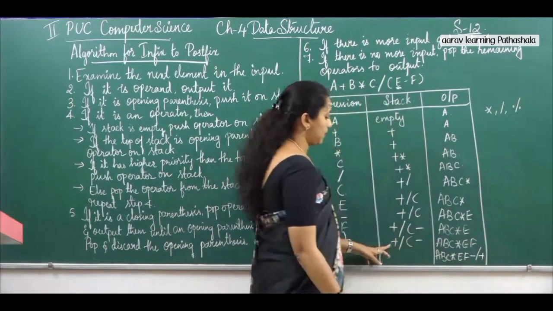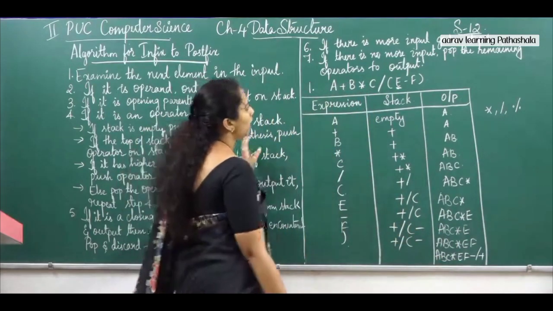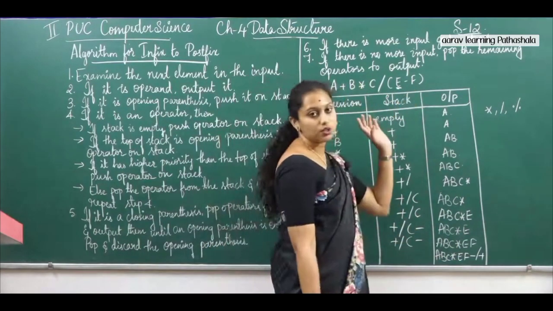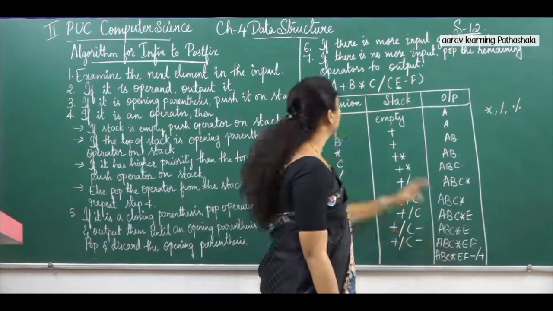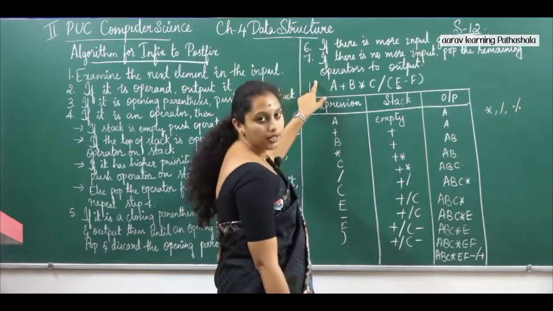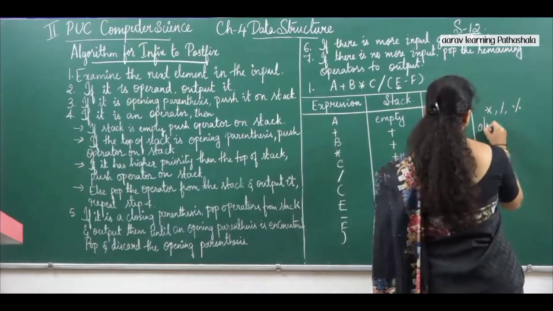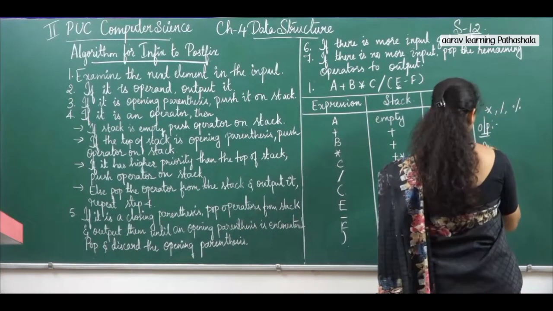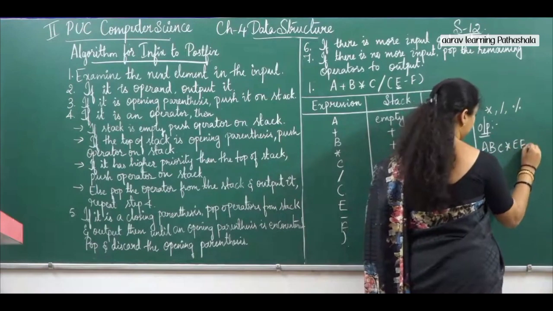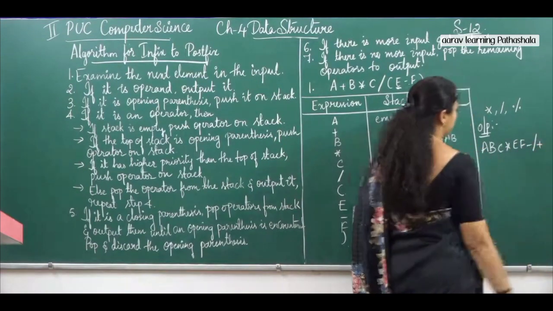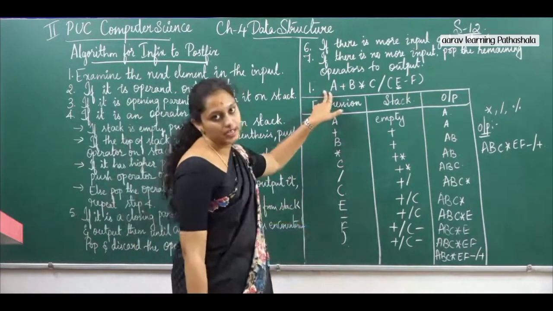Next symbol is division as well as addition symbol. Here we don't have any input, so we have to stop at this level. We have to pop the remaining operators to the output. So the output is A, B, C, star, E, F, minus, slash, plus. This is the output for this infix expression.